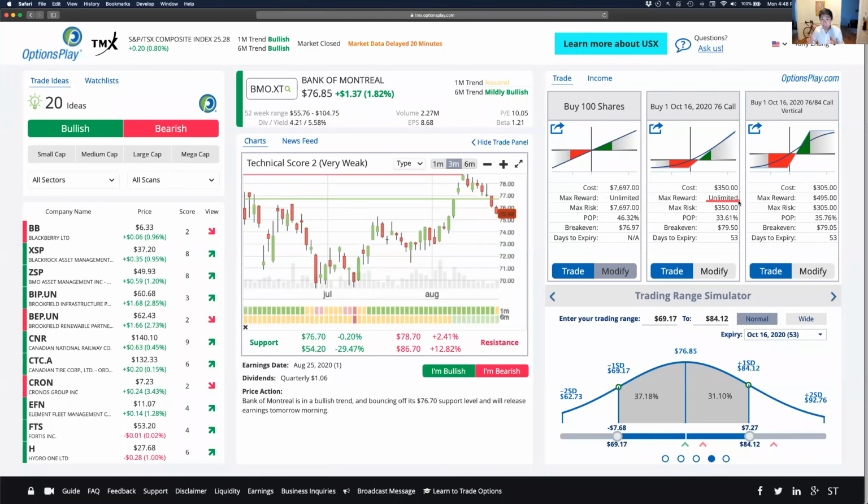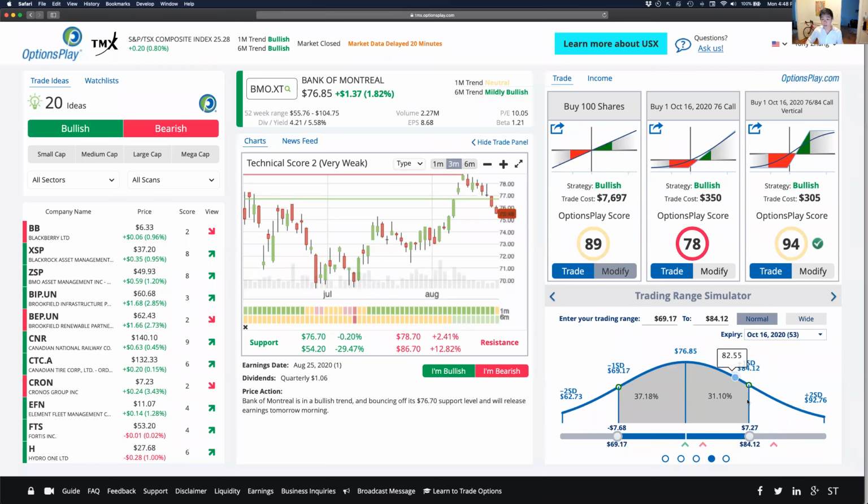But in reality, there's an expected trading range. So you can use that expected trading range to give you a better sense of what the risk to reward of a strategy actually is, versus calculating risk to reward on something with unlimited risk or unlimited reward, which is impossible to do. This is really where a trading range gives you a very good sense: I think the stock is likely going to trade between $69 and $84. So what is the max potential gain of this call option within that expected range? That's how we calculate the OptionsPlay score.